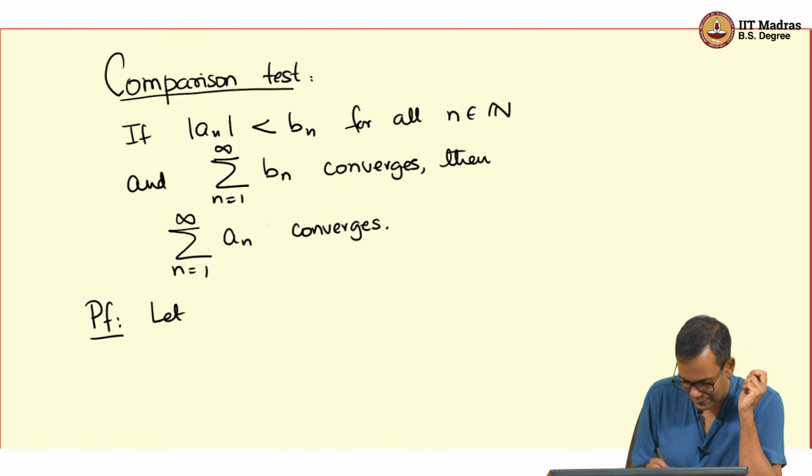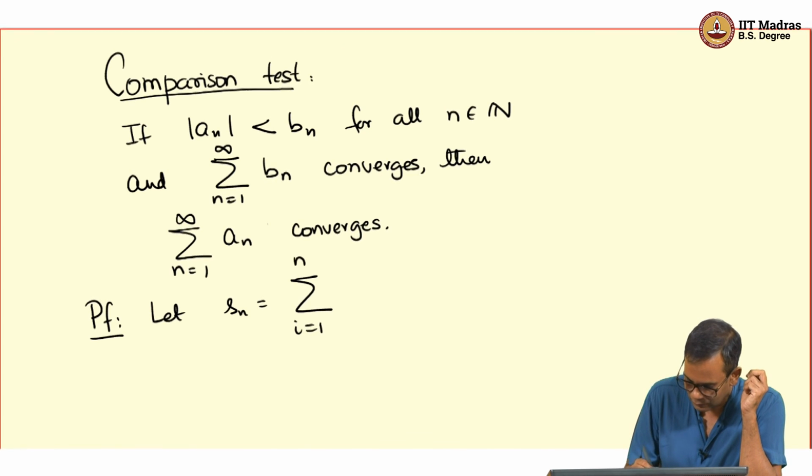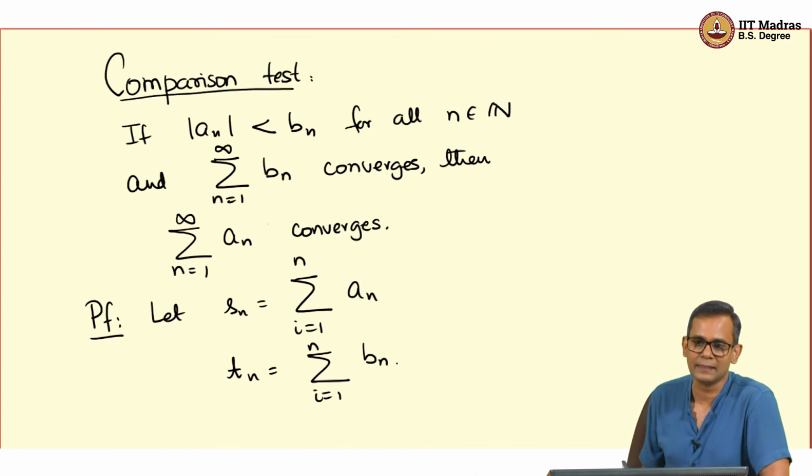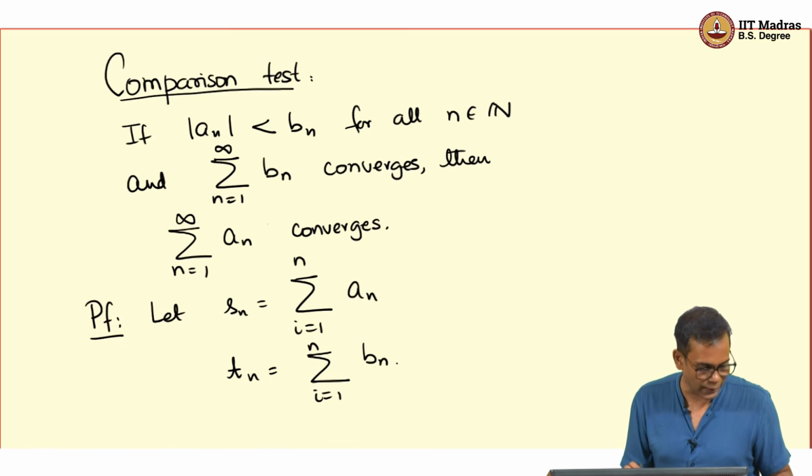So, let S_n be the summation i goes from 1 to n of A_i. Let T_n be the sequence of partial sums of B_n, i goes from 1 to n of B_i. Now, I want to show that this S_n is a Cauchy sequence, and what I know is that T_n is a Cauchy sequence because it is a convergent sequence. So, we will use that to show that S_n is a Cauchy sequence.